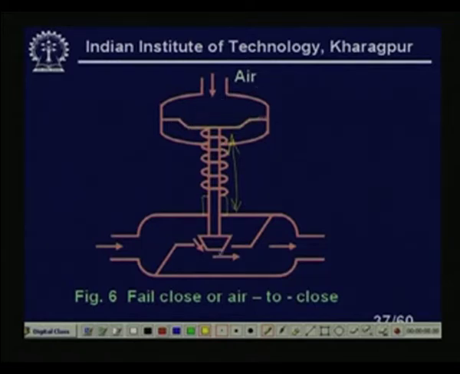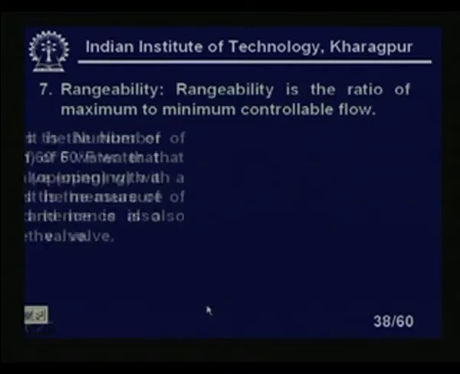Now the valve is fully open. Once we give the pneumatic pressure, the spring will start to squeeze, the diaphragm is there, and it will totally choke the flow, right. So this type is called air to close, clear. Let us go back again.